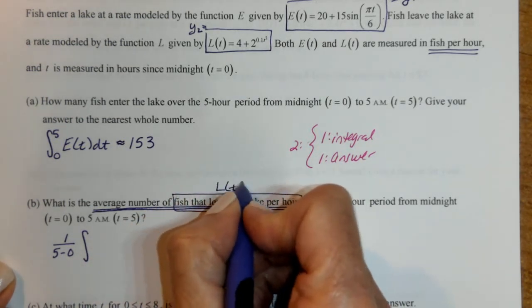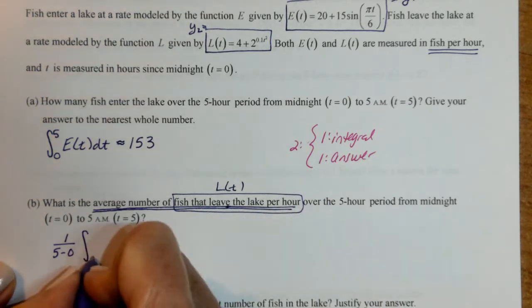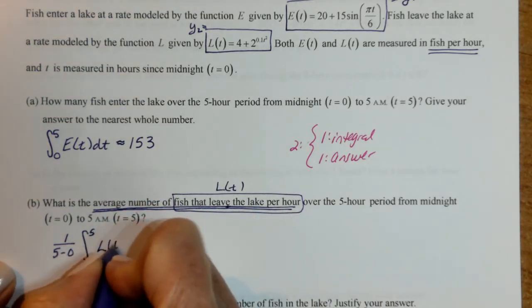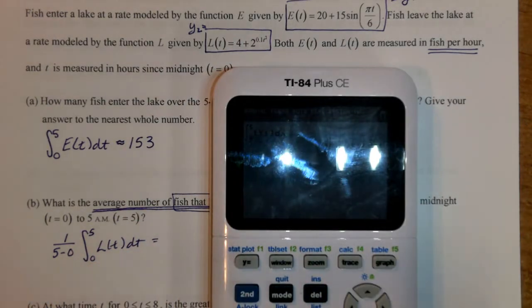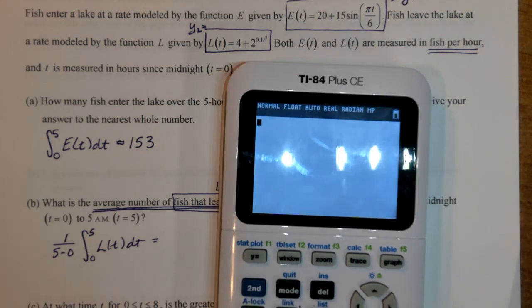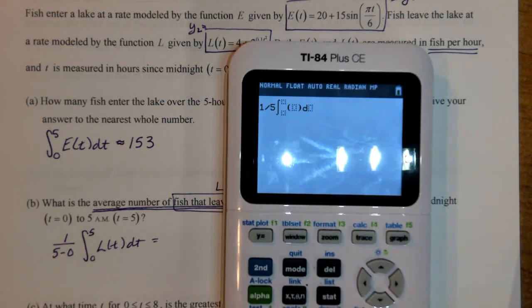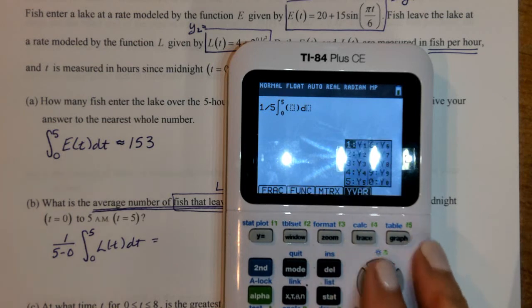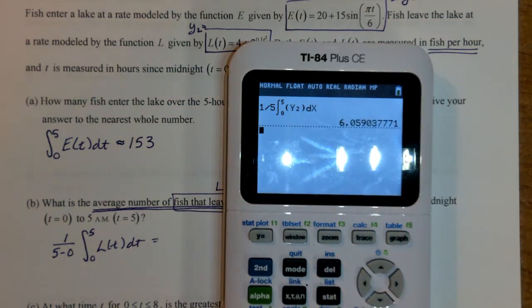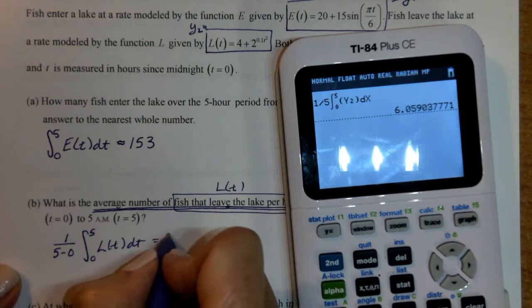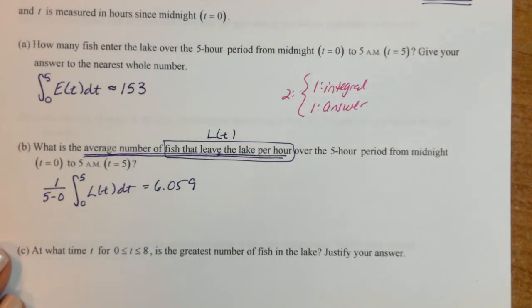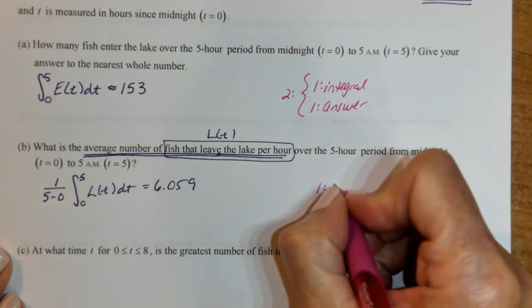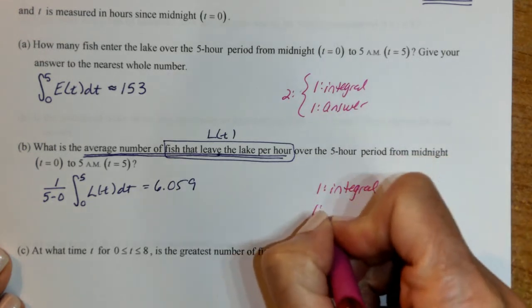That is our L of t. So we're finding the average L of t, 0 to 5, L of t. That should give us the average number of fish that leave per hour. 1 over 5, math 9, 0 to 5 of my y2. 6.059. And that's that question. Don't need to give units. They didn't ask for them. This was 1 point for the integral, 1 point for the answer.